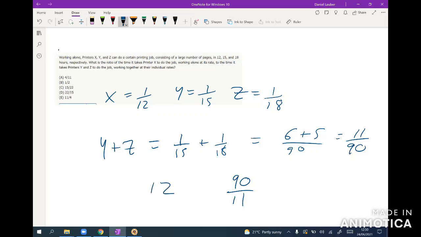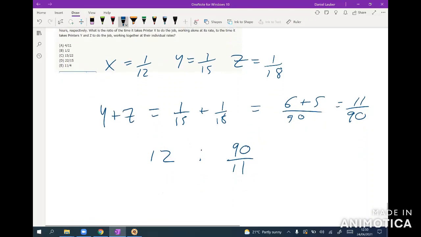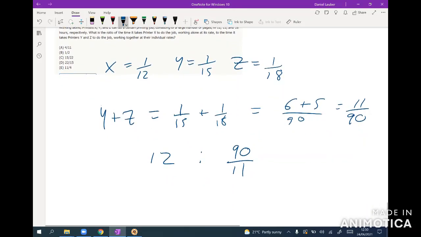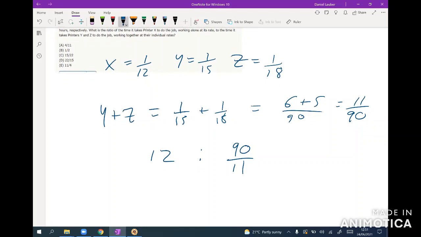So this is the ratio. But what form do they want it in? Well, it looks like they want... oh, they don't. That's not a ratio. Okay, so they just want 12 over 90 over 11. Yeah, 12 over 90 over 11, which is 12 times 11 over 90.